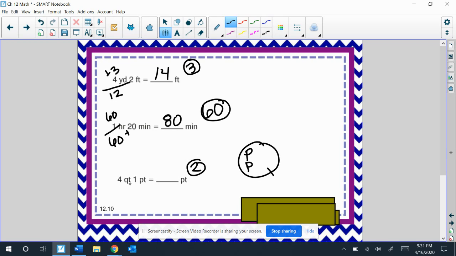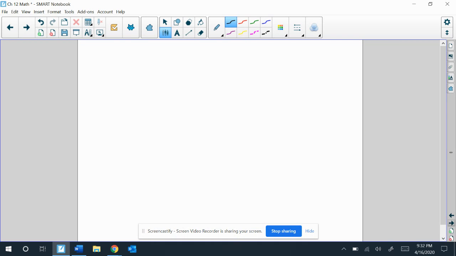4 quarts. Well, I need to change that one to pint, so I'm going to multiply this one by 2. 4 times 2 is 8. This one is already pint, so I do not need to multiply it. So 8 plus 1 equals 9. My answer is 9 pints. I would like you to go ahead and try the quiz now.